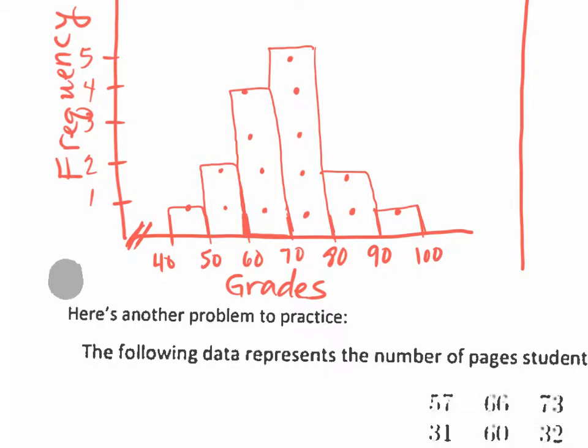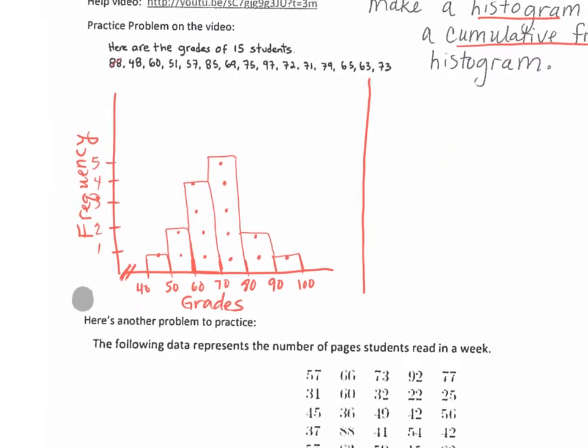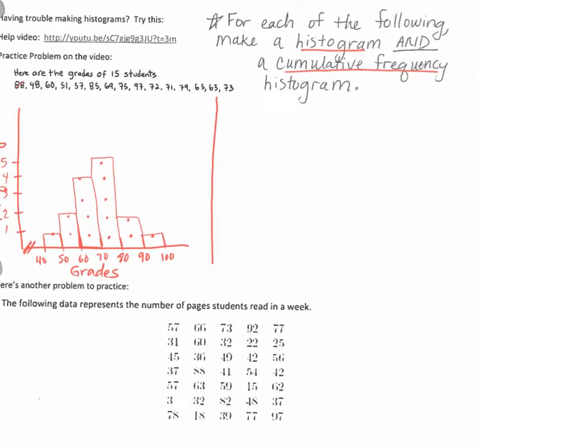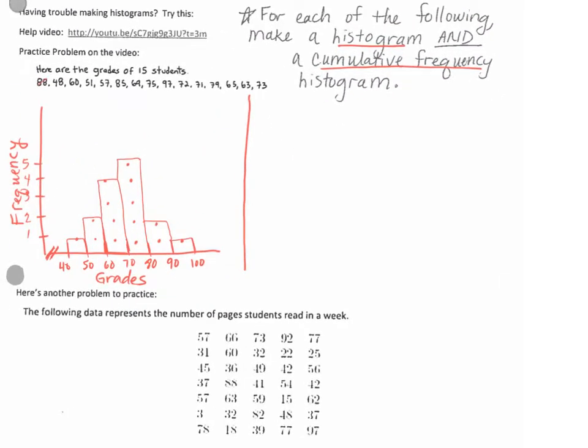Okay. So now let's see how the cumulative frequency histogram looks different. We're going to start the same. So the bottom is still going to be our grades, and we're still going to do the same type of bins. So let's start there.